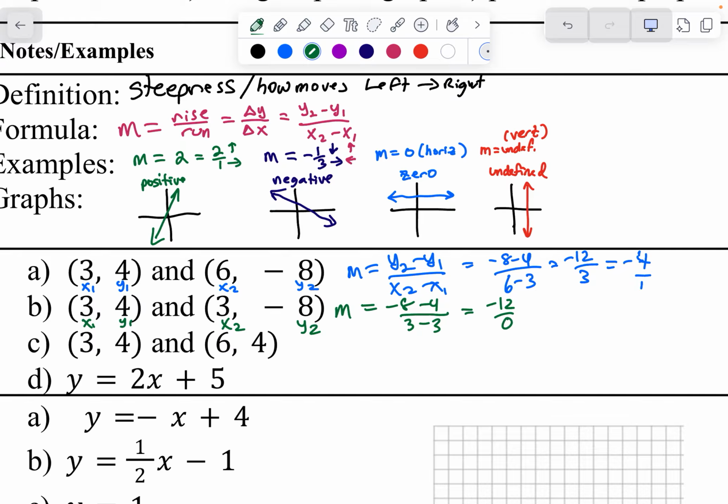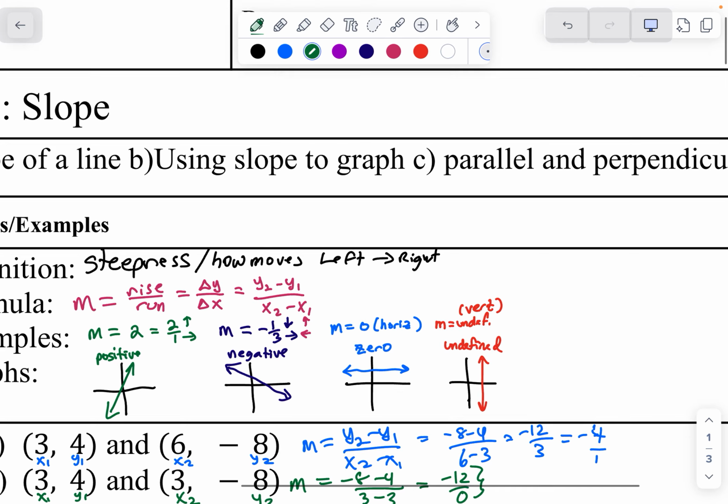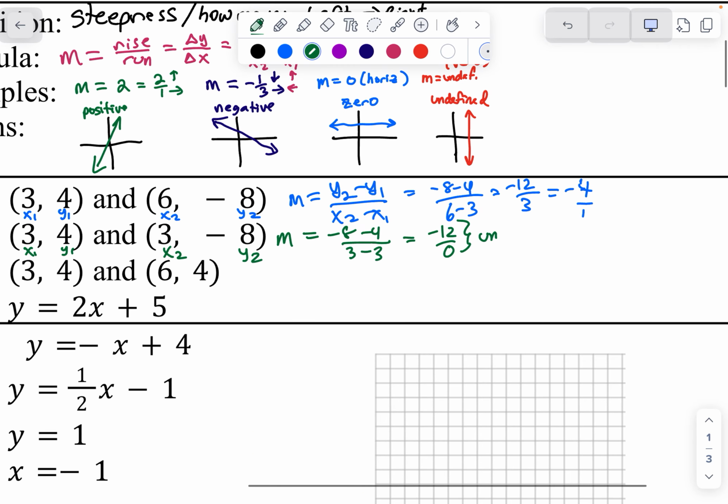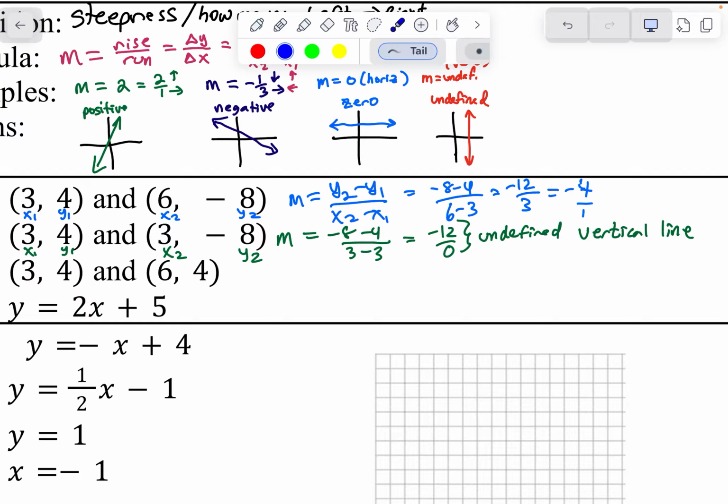Now, when you get negative 12 over 0, if you try to put that into a calculator, the calculator, I believe, says domain error. It's telling you, that doesn't work. If you get something like this, technically it's undefined. You have technically found a vertical line. Okay? So when you get a 0 denominator, you have found a vertical line. That's going to happen anytime our x values match. Because remember, we learned that for a function, the x values can't match. Well, a vertical line is not a function, and so the x values always match.